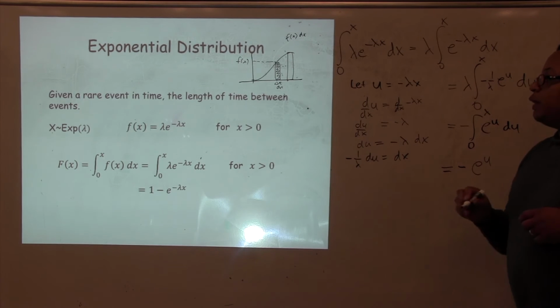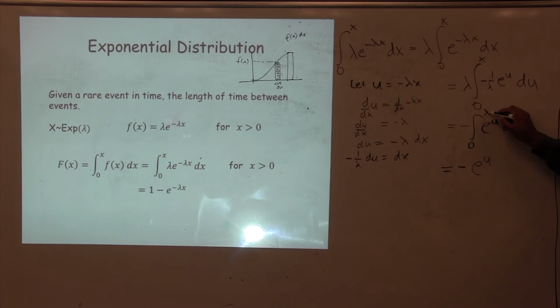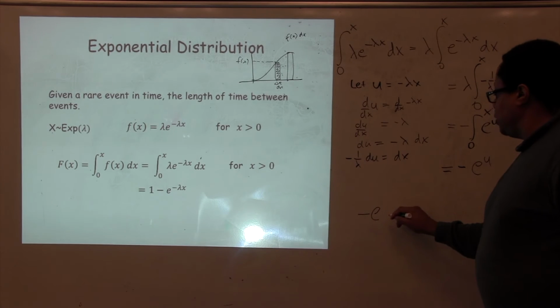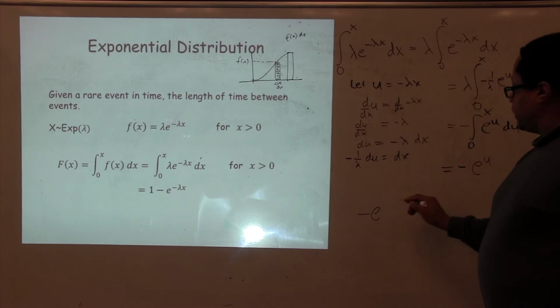Okay, so we're going to now take our indefinite integral and turn it into a definite integral by evaluating the indefinite integral at both ends, the upper bound of this integration minus the lower bound. So we say minus e to the u, and then we're going to go back to our substitution and replace u with minus lambda x.